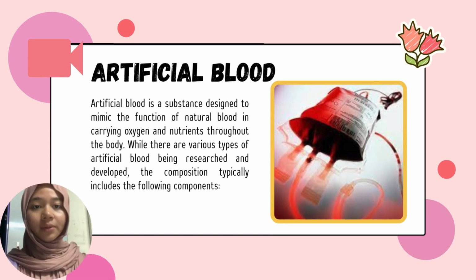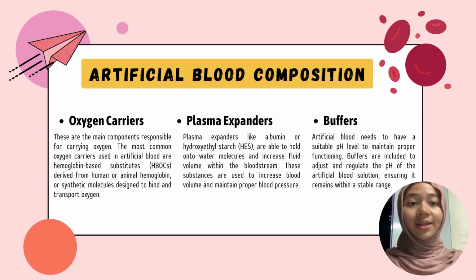Next, artificial blood is a substance designed to mimic the function of natural blood in carrying oxygen and nutrients throughout the body. While there are various types of artificial blood being researched and developed, the composition typically includes the following components. The first one is oxygen carriers. These are the main components responsible for carrying oxygen. The most common oxygen carriers used in artificial blood are hemoglobin-based substitutes, which are derived from human or animal hemoglobin, or synthetic molecules designed to bind and transport oxygen.